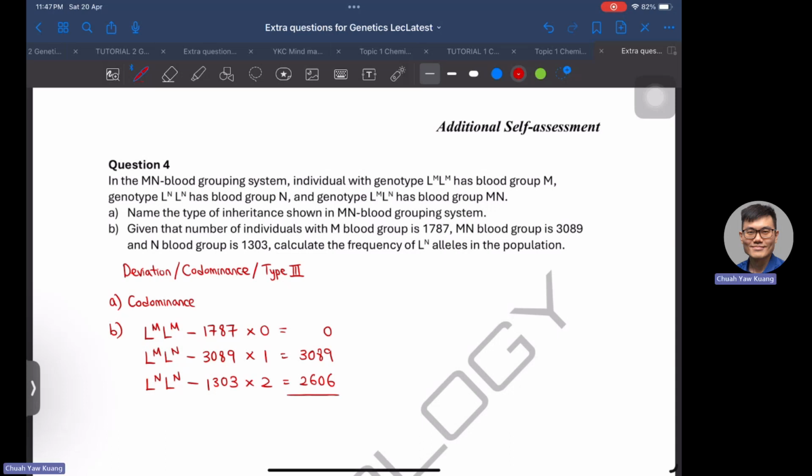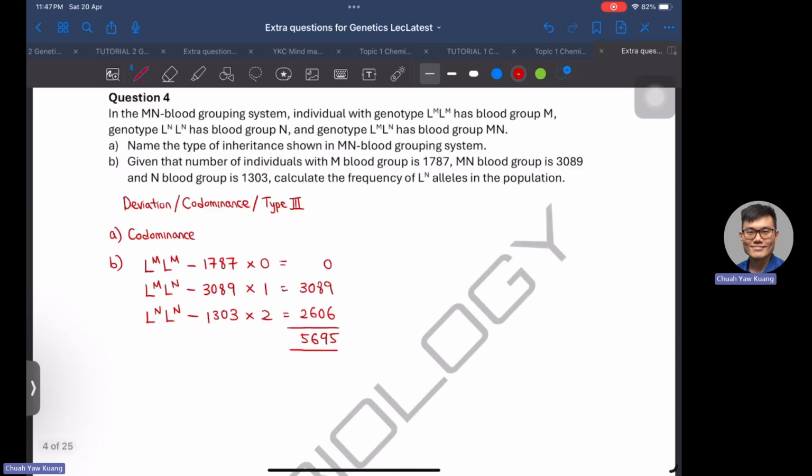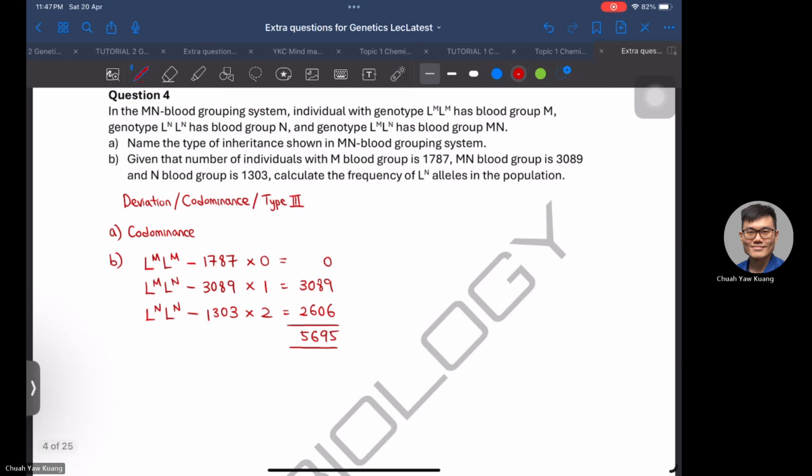It's the calculator. Okay, so 3089 plus 2606. So we will have 5695. Yeah, 5695. This is the total number of the L and L. So you want to know the frequency.